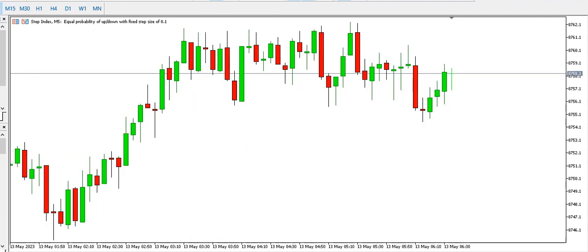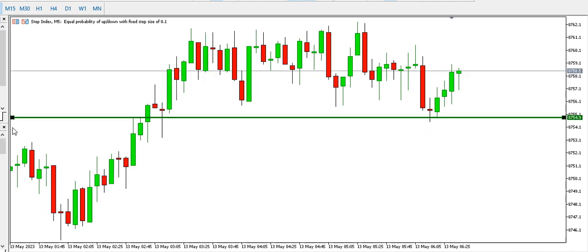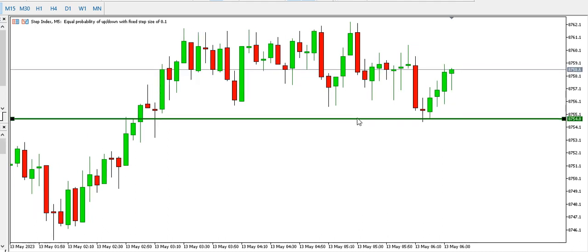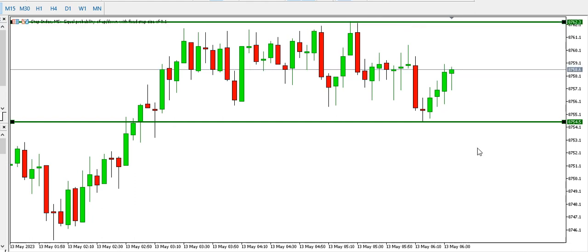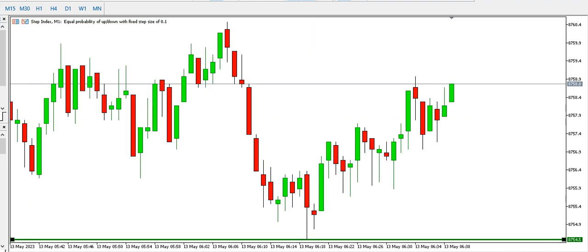On the 5 minutes time frame, do we have anything? It's still ranging. Look at the range bottom. This is the range bottom, and this is the range top. So a break of this range will tell us where price is headed. That's the 5 minutes time frame.